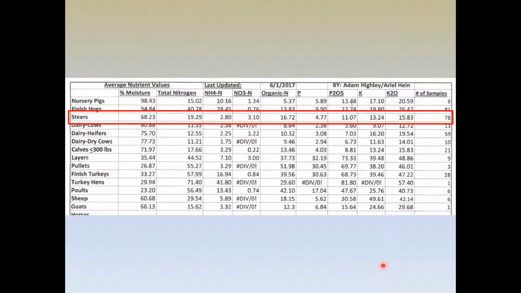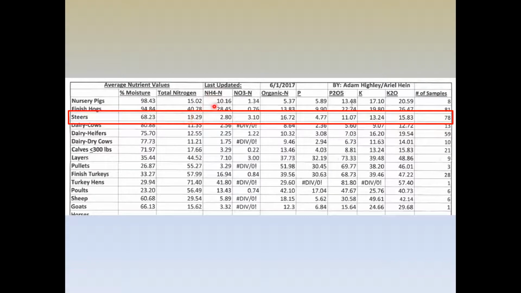But here's an example. This is a summary from Western Ohio. There's 78 samples in this summary I've got here. And this is steer manure. And of that, essentially about 2/3 moisture, 1/3 product. But they averaged about 19% total nitrogen. And what were the numbers that we added?